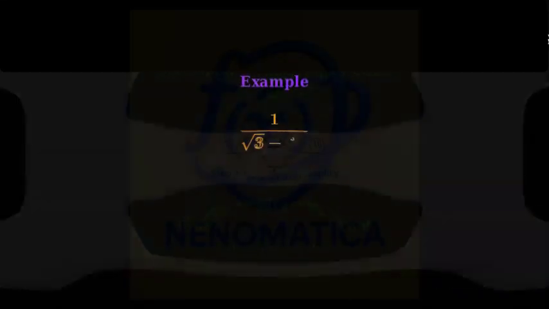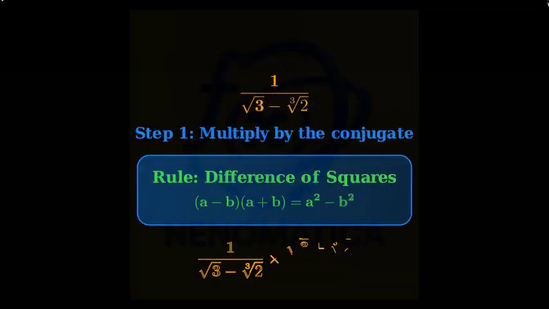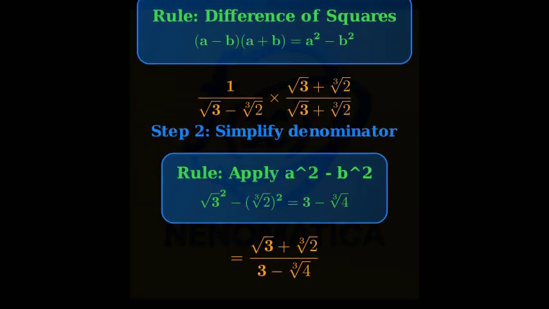First problem. Step 1. Multiply numerator and denominator by the conjugate, read as the square root of 3 plus the cube root of 2. This uses the difference of squares identity. Step 2. Simplify the denominator using the identity. The denominator becomes 3 minus the cube root of 4.